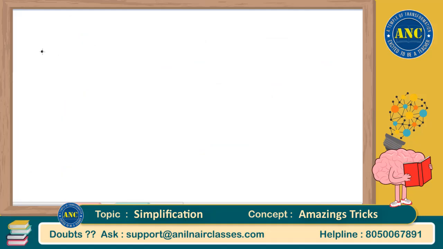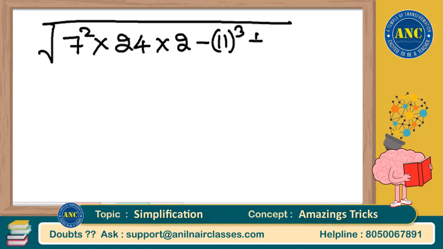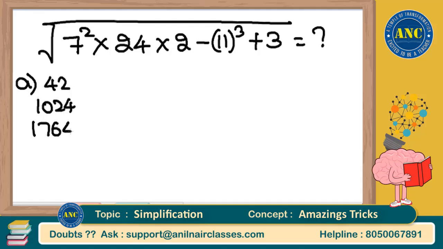Next question. Square root of 7 square into 24 into 2 minus 11 cube plus 3 is equal to question mark. Right? Your answer options are 42, 1024, 1764, 1024 whole square, 32. Right? These are your answer options.